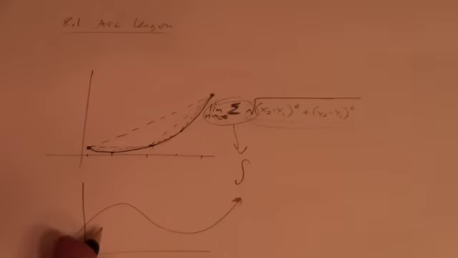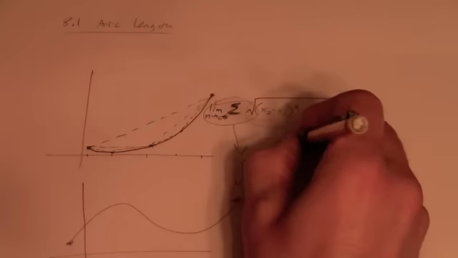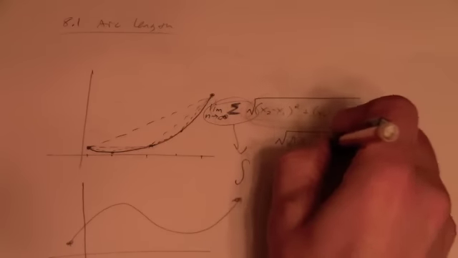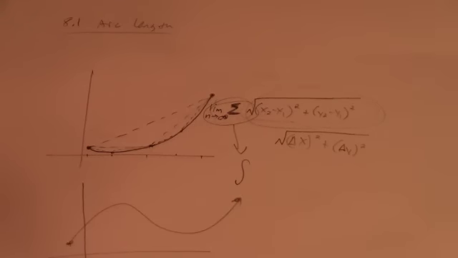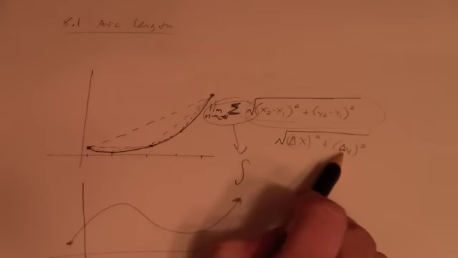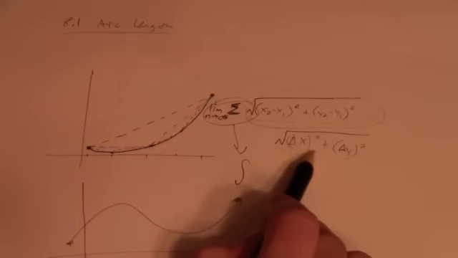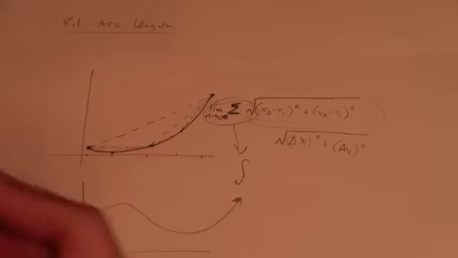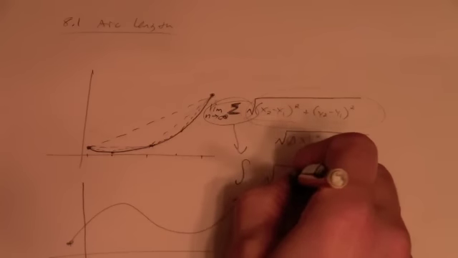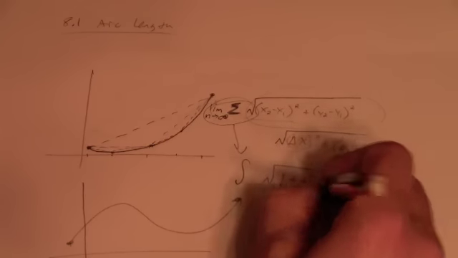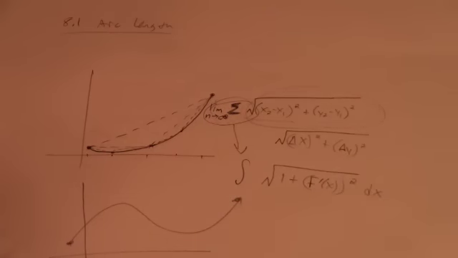So this distance formula, if we rewrite it a little bit, we can call it the square root of delta x squared plus delta y squared. I won't go through all the steps, but basically if you can get everything written in terms of x's and do a little factoring and simplifying, it eventually turns into the square root of 1 plus f prime squared delta x, or dx on the end.